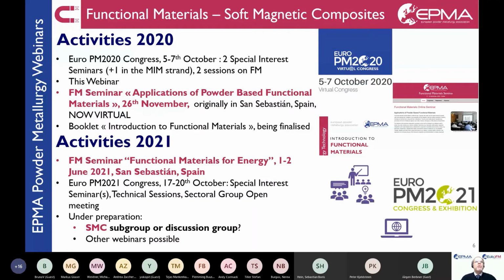In 2021, we plan another seminar. We already have a title and a date, Functional Materials for Energy on 1st and 2nd of June. Again, we will try to do it in San Sebastian, Spain, where CEIT is hosting us, and they accepted to move the seminar from this year to next year. So please join that later. There will be also a call for speakers for this seminar, so keep in touch. If you want to present something at the seminar, you're very welcome.